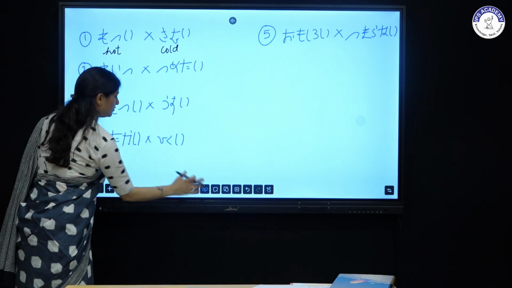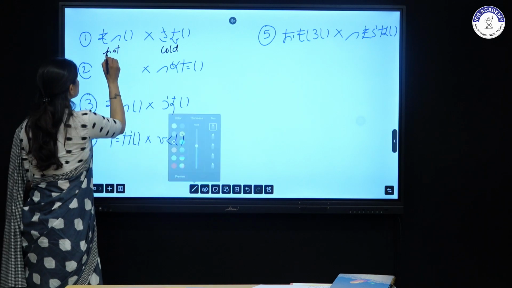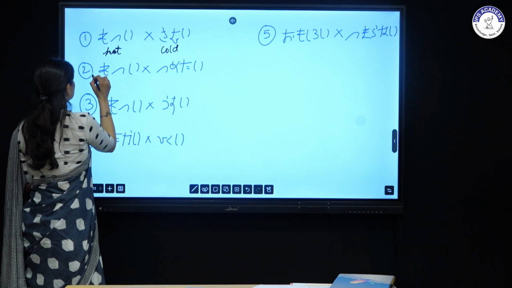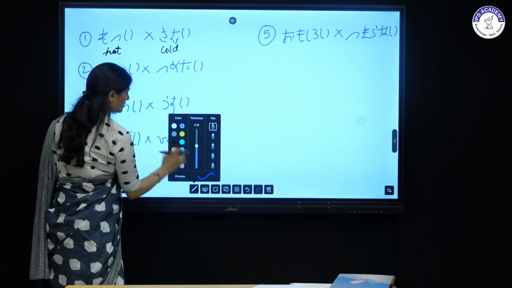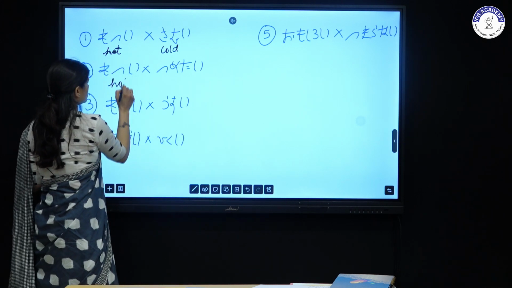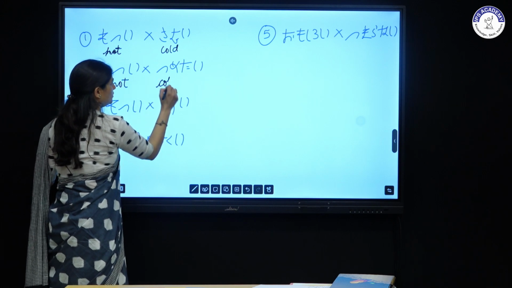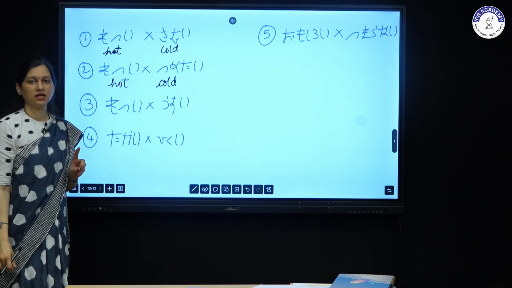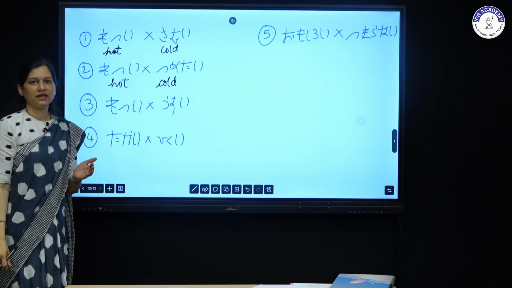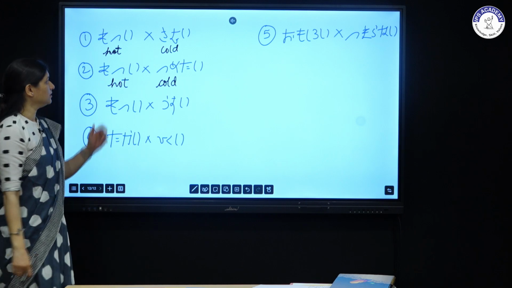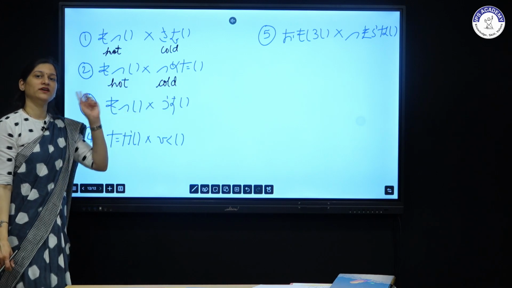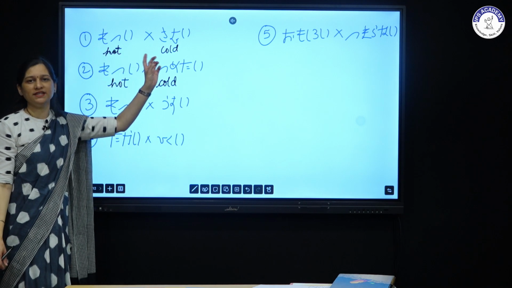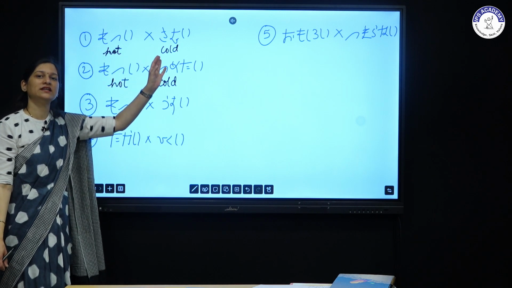Again, we have atsui, which is hot, and tsumetai, again cold. This combination is used for liquids. If the water is cold, I'll say mizu wa tsumetai desu. That means the water is cold. If the weather is cold, I will say kyou tenki wa samui desu. That means today the weather is cold.